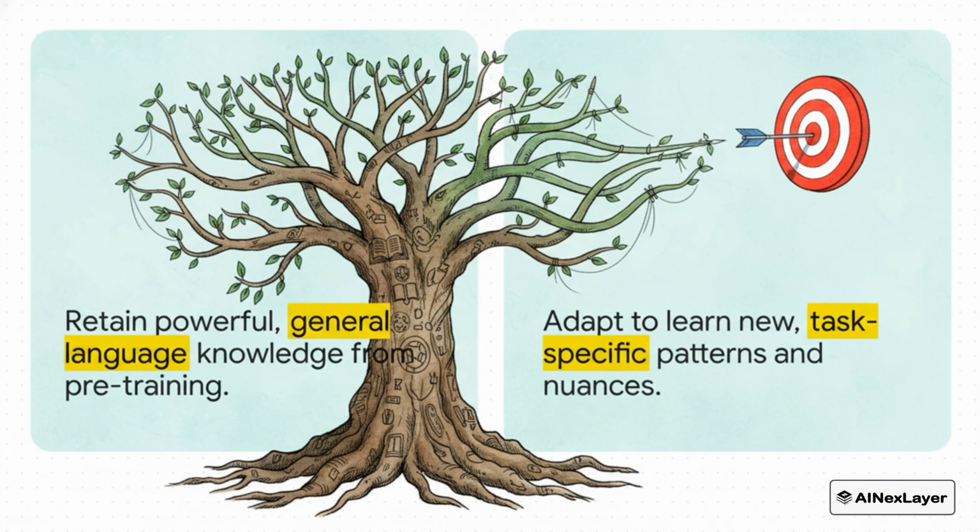And this right here shows you why that's such a game changer. By freezing the earlier layers, we lock in all that powerful general knowledge the model already has. Then we can focus all our training effort on just the later layers, allowing them to adapt and learn the new, specific patterns for our task. It's really the best of both worlds.